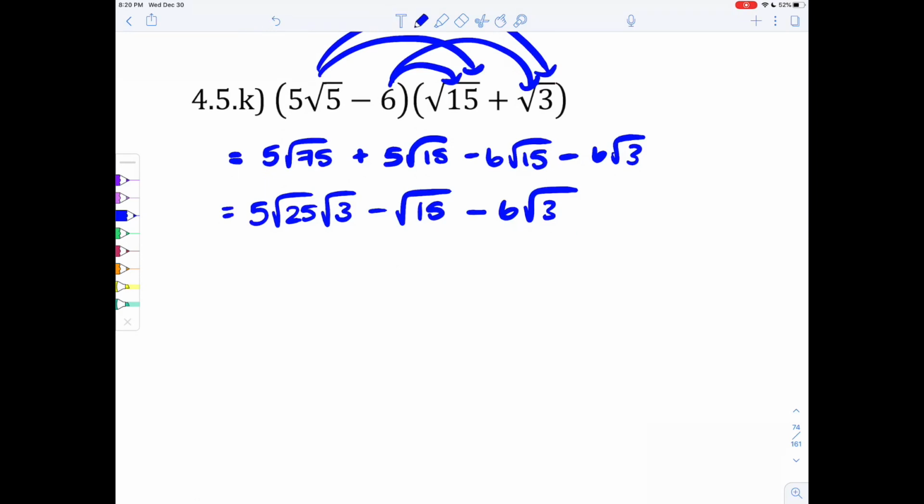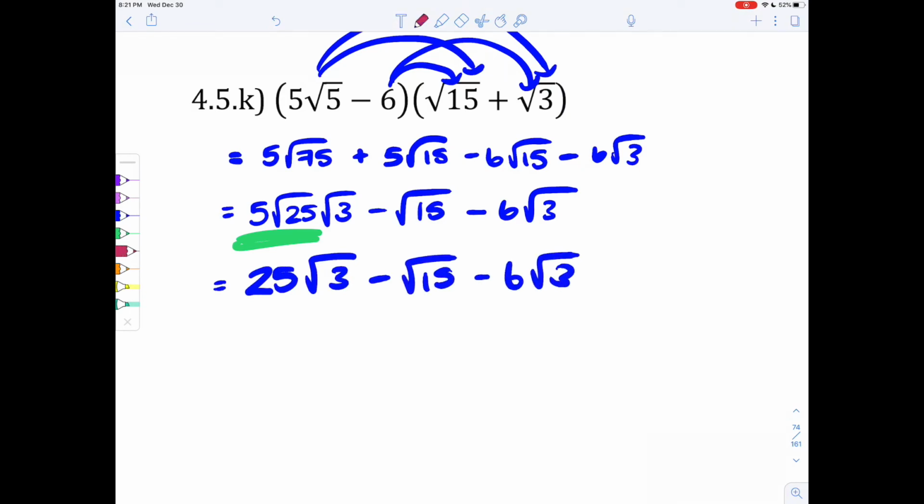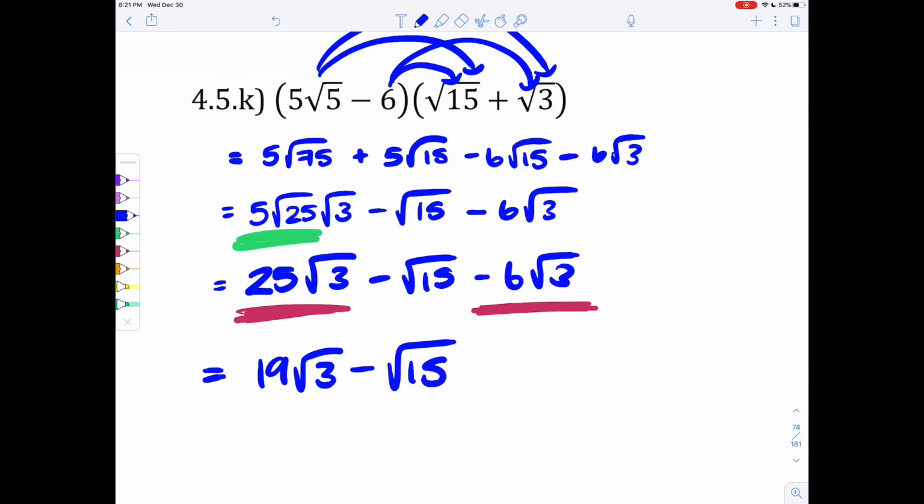Oh, that's nice. Now, taking a look at this guy over here, we have 5 times root 25, which is 5 times 5, which is 25, root 3, and everything else stays the same. We have 25 root 3, we have negative 6 root 3, those can be combined. So we will end up with 19 root 3 minus root 15. What a beauty.